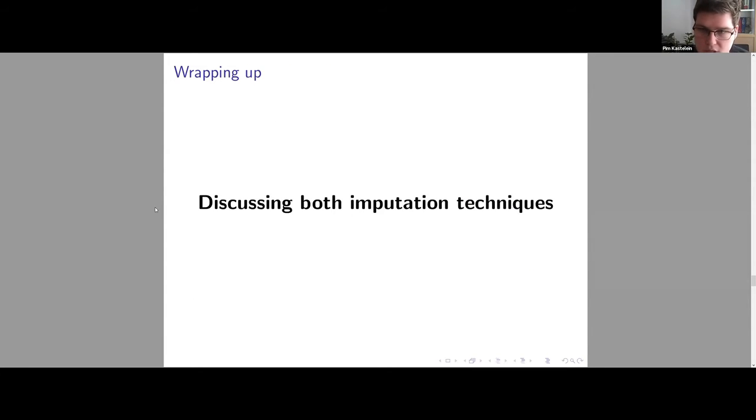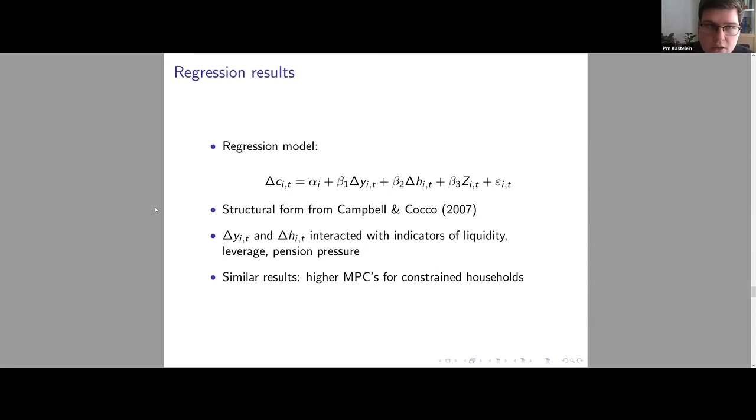Now, let's have some short discussion in the last final minutes on these two different regression or imputation measures. Moving on, later in the paper, I will not bore you with the details, we do this very typical Campbell and Cocco regression model where you relate changes in consumption to changes in income and housing, interacting it with these indicators of liquidity and leverage and mandatory pension contributions. And we see that we get similar results using both data sets. Whether we use the expenditure survey or the administrative data, we find higher marginal propensities to consume for constrained households.